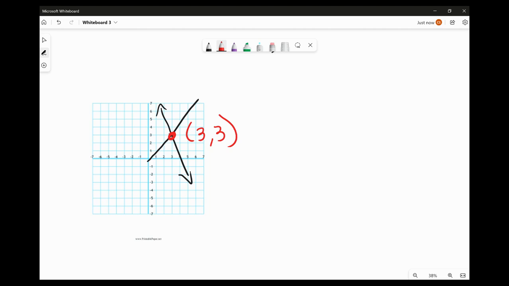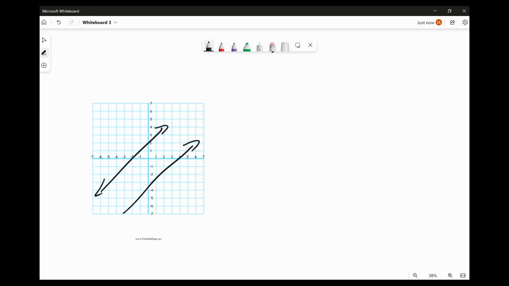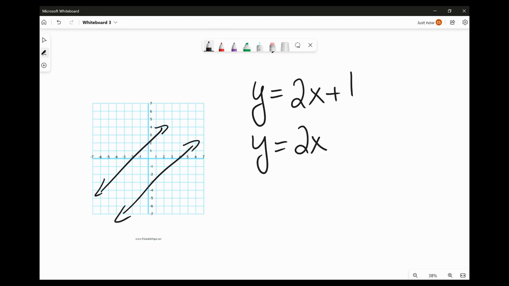So a special system is where they have either no solution or infinite solutions. A no solution problem would be where two lines do not intersect. So you might have a line that looks like this and a line that looks like this. They're parallel lines. There's no time that parallel lines will ever intersect, so that would be a no solution. Now, if you were writing an equation for a no solution, parallel lines always have the same slope and a different y-intercept.